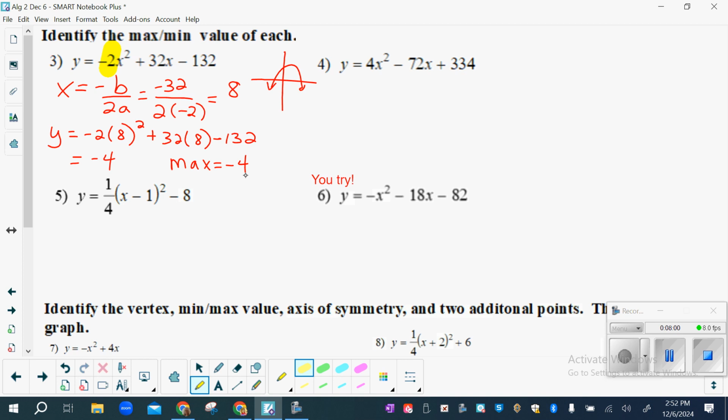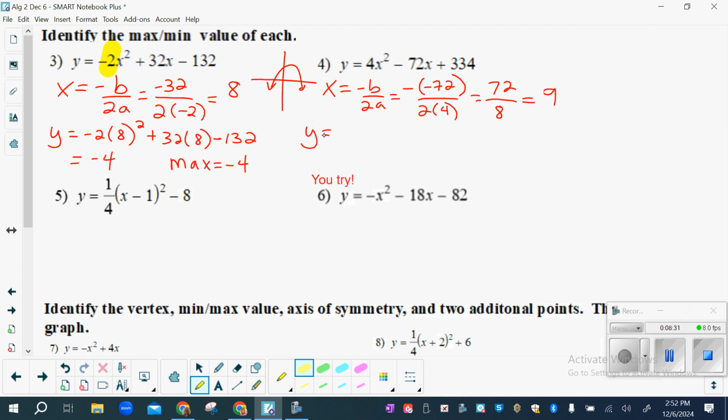Where do we start? How do we start to find it? Somebody in this group. x equals negative b over 2a. So it's the opposite of negative 72 over 2 times 4. So that gives us positive 72 on the top, right? Which would be 9.